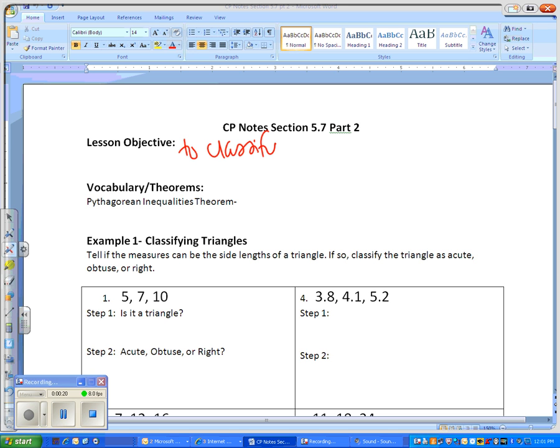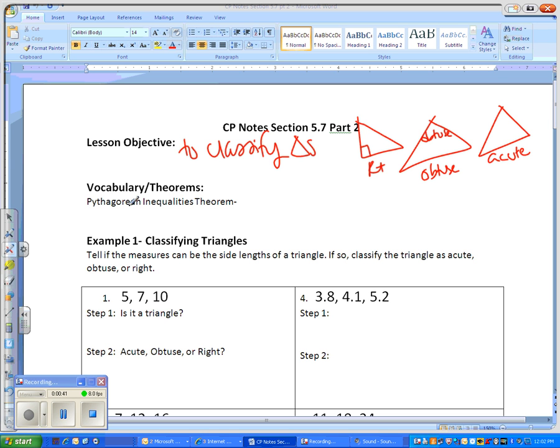So remember, we can have a right triangle where there's one right angle. We can have an obtuse triangle which has one obtuse angle, or we can have an acute triangle where all three angles are acute. So we're going to use Pythagorean's theorem to tell whether a triangle is right, obtuse, or acute. And the easy way to do this is to think about what we already know.